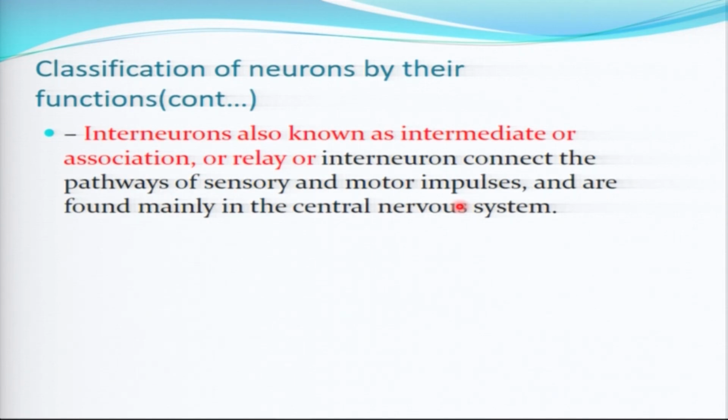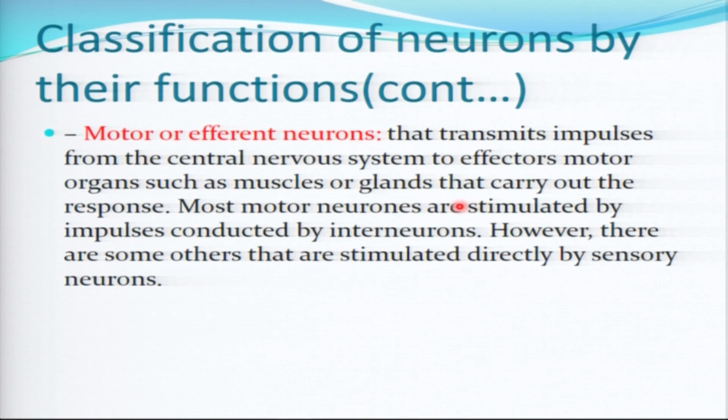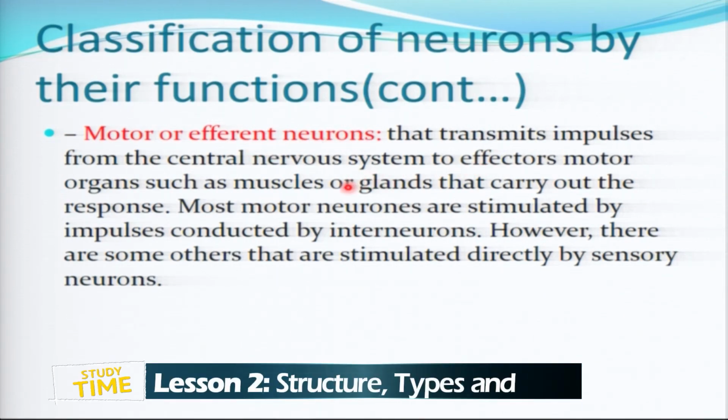The third is what you call the motor neuron. A motor neuron is also called an efferent neuron. It transmits the impulse from the central nervous system to the effectors, you see? Because when sensory neurons transport information from the receptor to the central nervous system, the central nervous system also has to respond. That response is carried by what? By the motor neuron. They carry information from the central nervous system to effectors, like muscles and glands, to carry out the response.